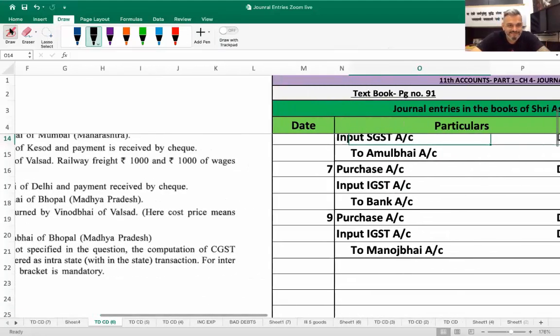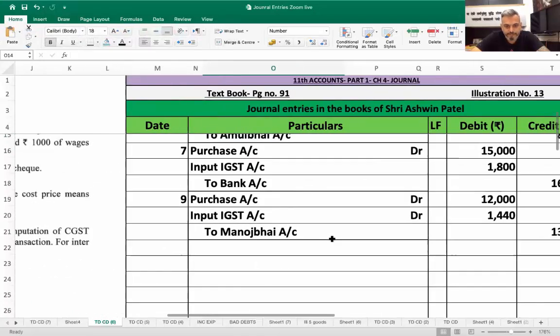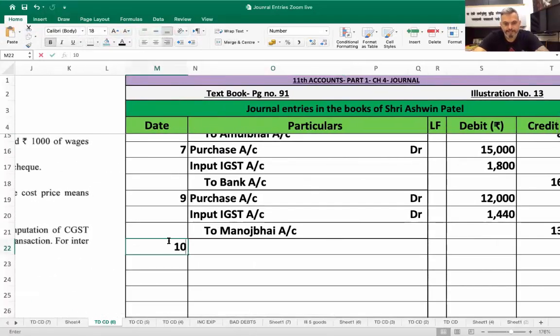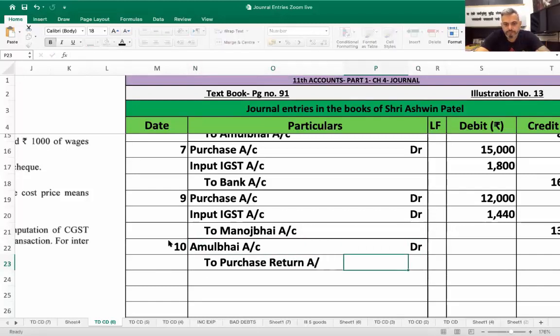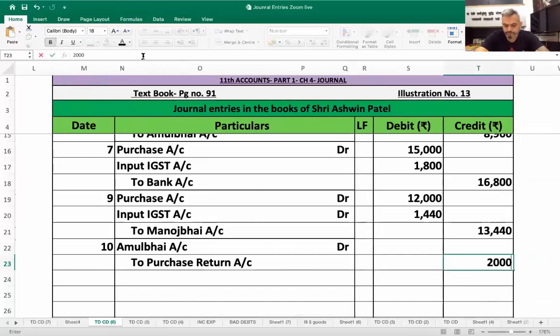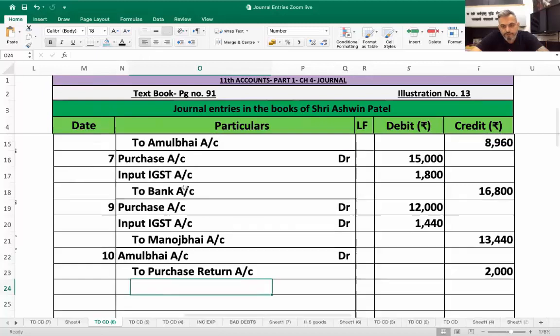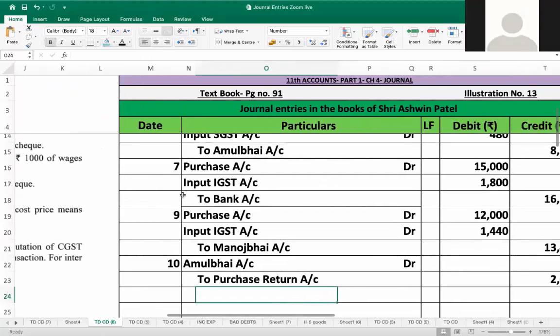10th one. Now be careful over here. Transaction number 10. Amul Bhai account debit. Now don't write the amount yet. To purchase return account $2,000. Now tell me what GST account we have to use. We have to use input. First of all, input.